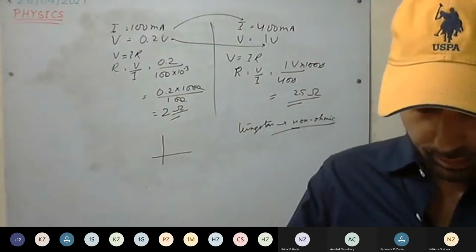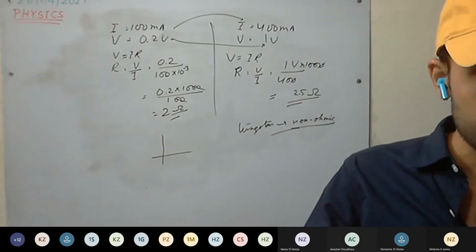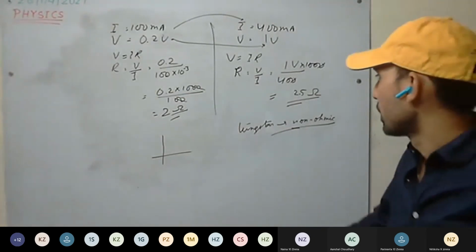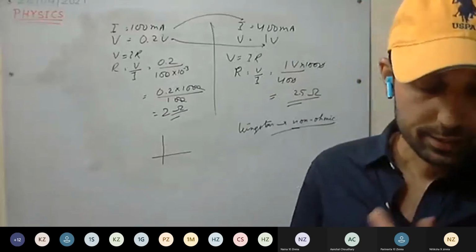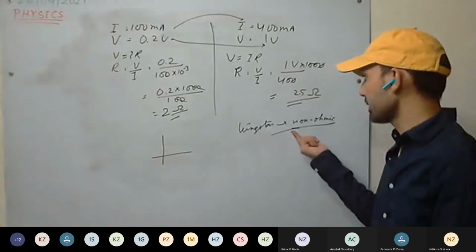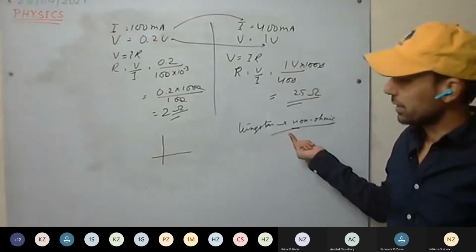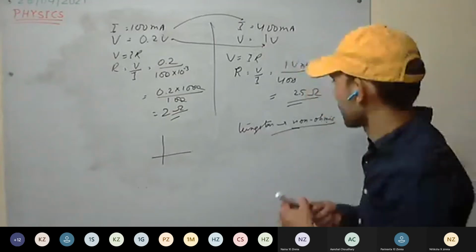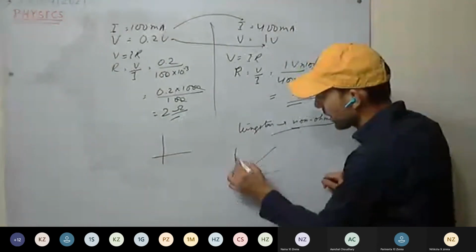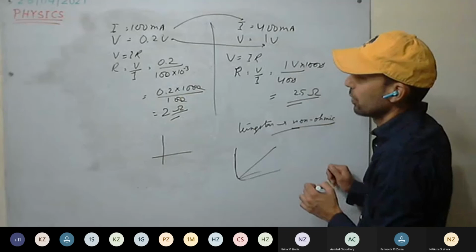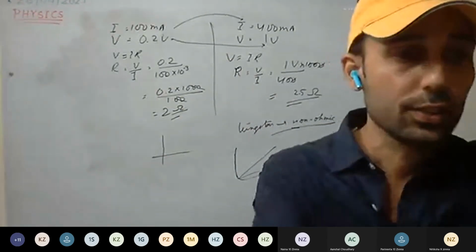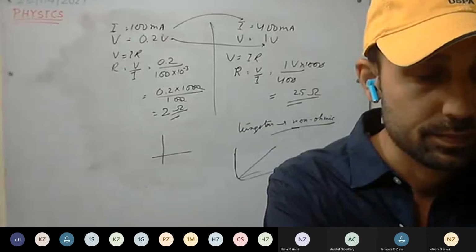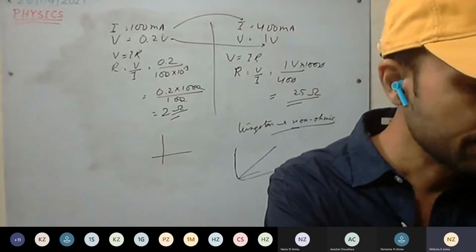Understood this one? The other reason is that with increase in temperature, the resistance increases, but the main reason is this one. Tungsten is a non-ohmic resistance, that is, we are not getting a straight line. Understood this one? Okay, so we end the class here.